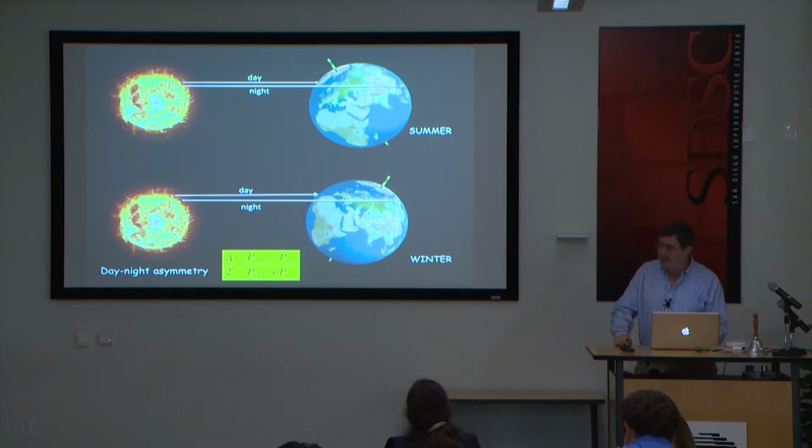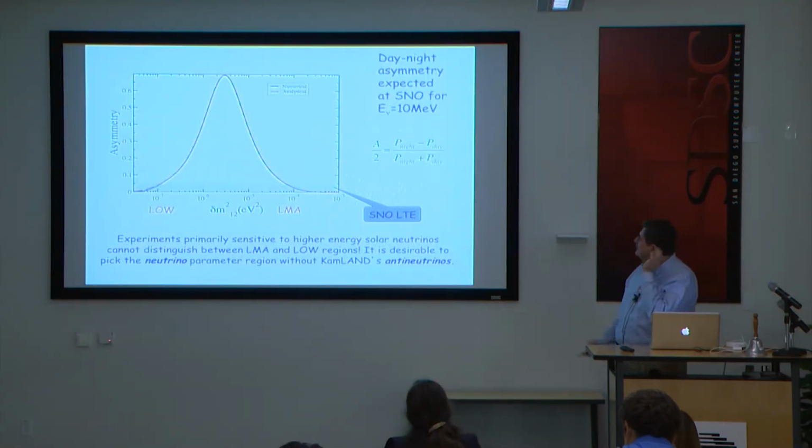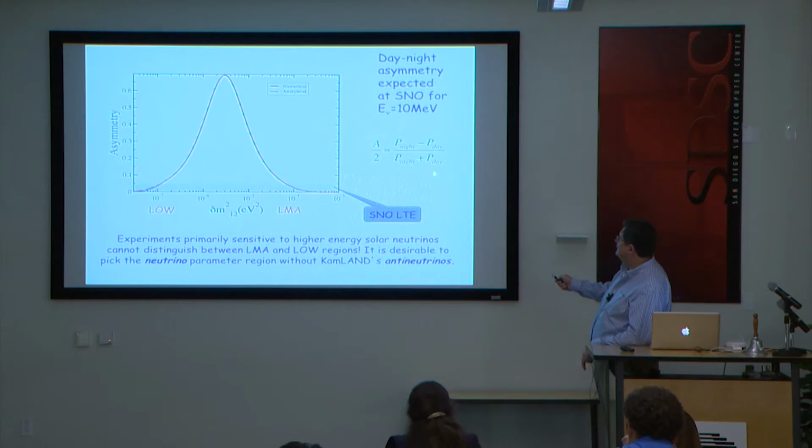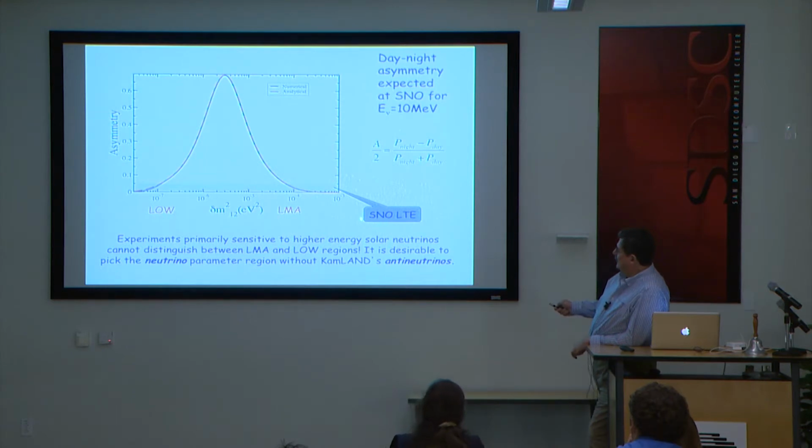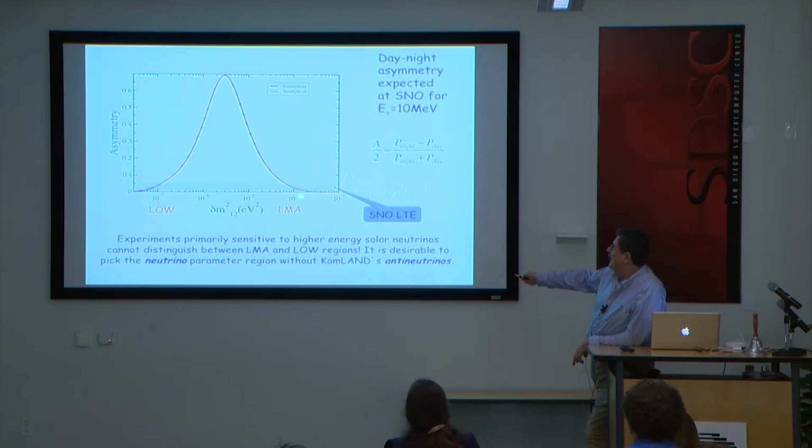So you can actually calculate that day-night asymmetry. This is the definition of the day-night asymmetry. You can calculate that. And this is the asymmetry for this 10 MeV neutrino as a function of delta m squared. This is the calculated asymmetry using the standard solar model. And this shaded area is what SNO observes. Unfortunately, you can see it still agrees with both solutions.